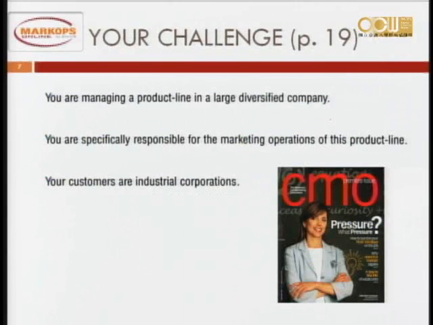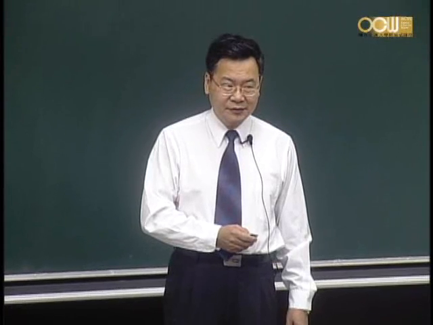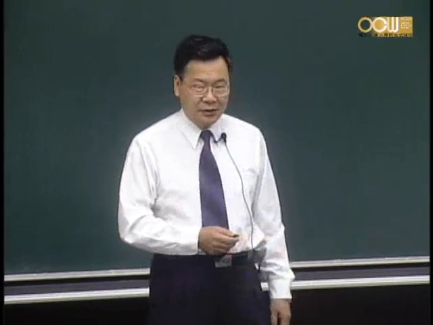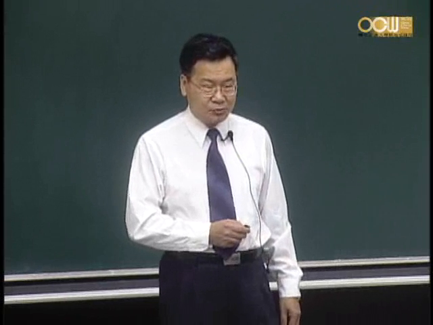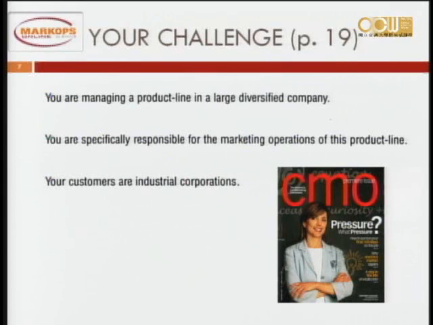Then your challenge, your assignment, when I give you the company file, is that you are managing a product line in a large diversified company. We tell you what the product line is, then you do the marketing operation of that. Your customers are industrial corporations. So immediately, what's the difference between an industrial customer and a consumer? What's the main difference? We said that somewhere already, right?